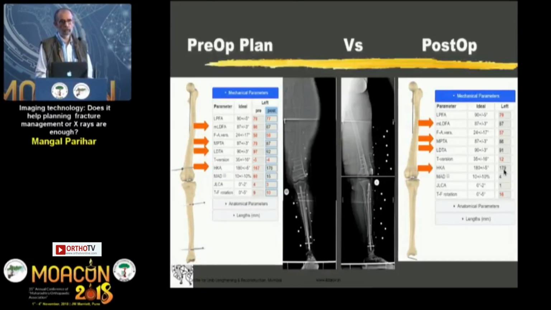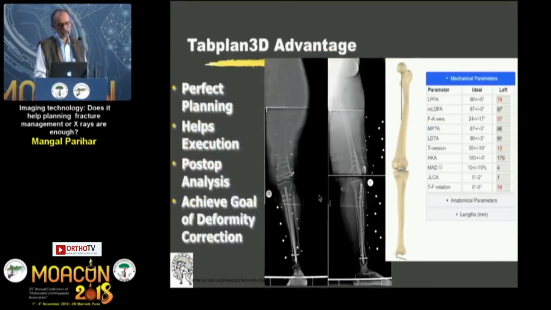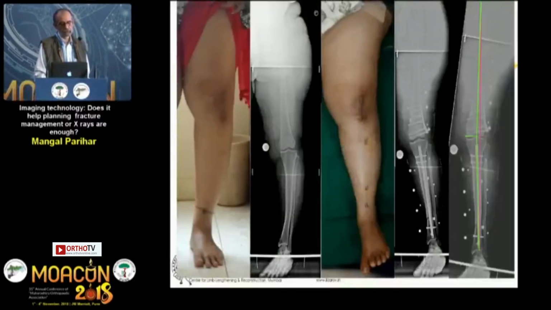Right? So in terms of planning accuracy and carrying out that accuracy, the software gives us a good amount of detail to carry out even complicated multiple corrections at the same time well. So we were able to get perfect planning, extremely helpful for execution because we just followed the numbers that we got from the software, and you can analyze whatever you have done in the post-operative period to achieve our goal of deformity correction. So that's our pre-op clinical picture and X-ray, post-op clinical picture and X-ray.